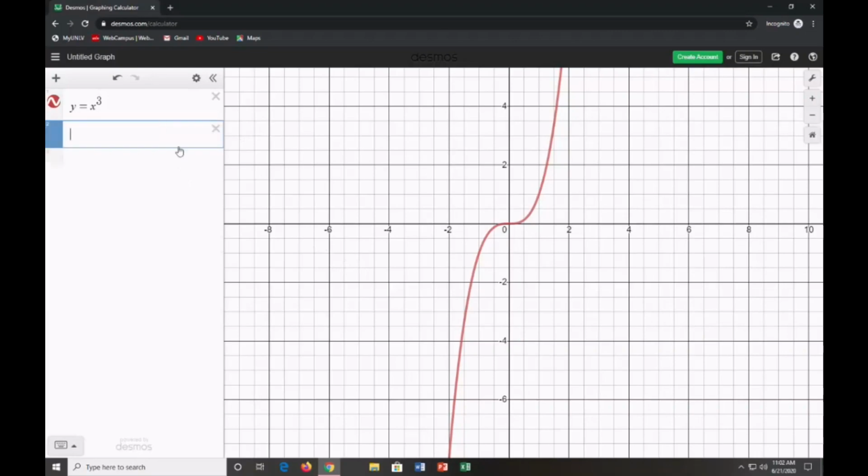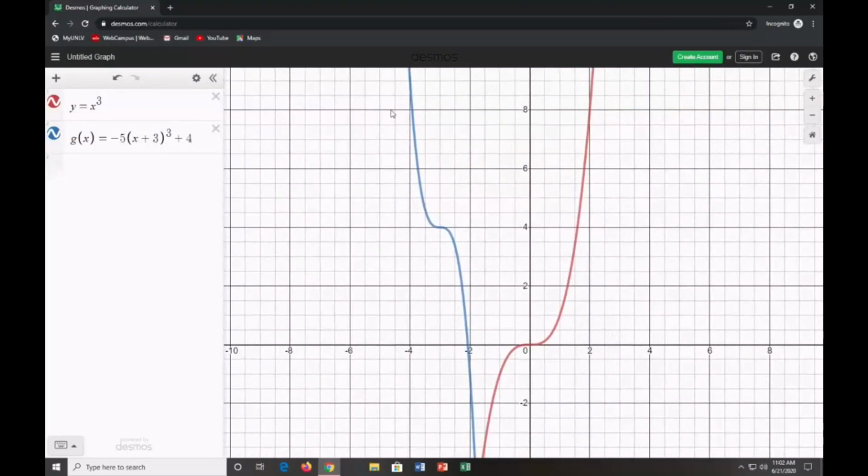Now let's put in the transformation that we looked at on paper, which was minus 5 times (x plus 3) cubed plus 4. Look at that. Look how the graph is flipped. It flipped across the x-axis, in fact, and then it was moved up some units and left some units. We will look at that. But the flipping across the x-axis happened because of this minus. This minus we have in front of the 5. Because of that, this red graph flipped across the x-axis and became the blue one.